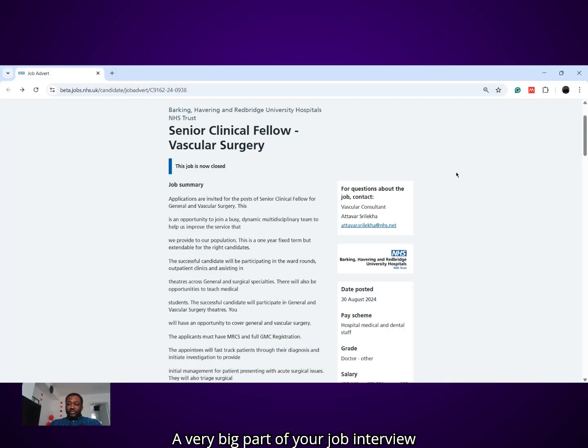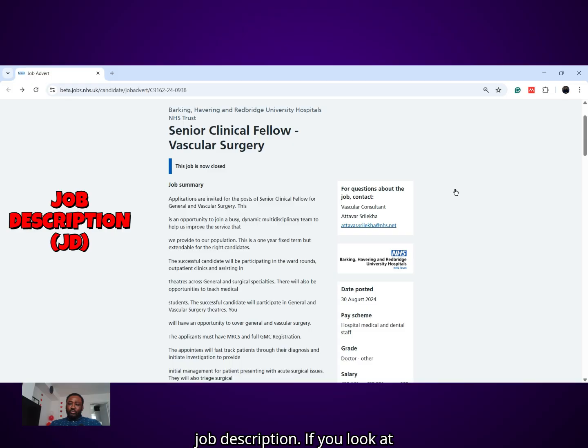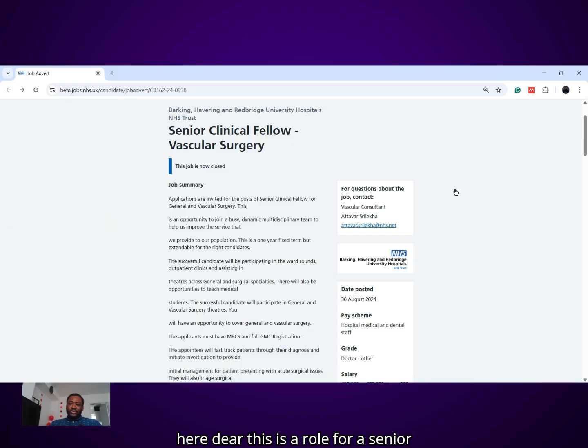A very big part of your job interview would start from just understanding the job description. If you look at here, this is a role for a senior clinical fellow in vascular surgery. It's been recruited by Barking, Havering, and Redbridge University hospitals, and there you can see the person you can contact. And here it tells you the summary of the job. It goes into what the job is, what the term of the job is. If you look at there, it tells you all of those things, what the term and everything to expect in terms of the job. It tells you the pay scale. So this is a very good place to start the preparation for your CAMP.